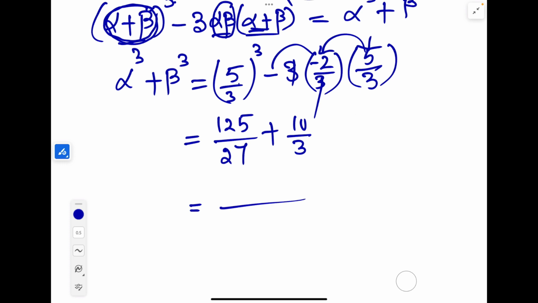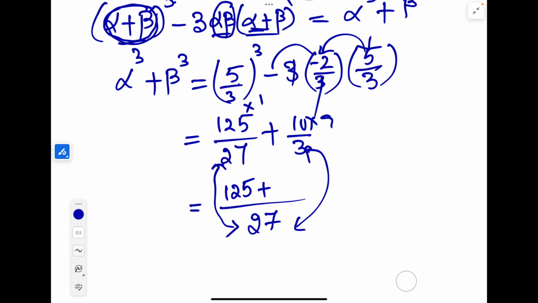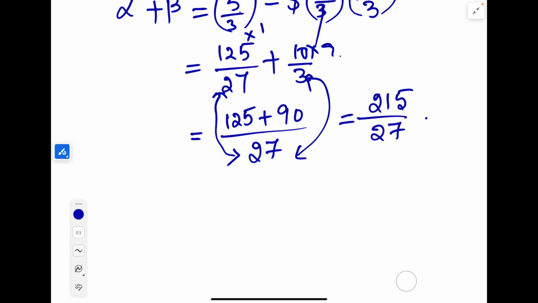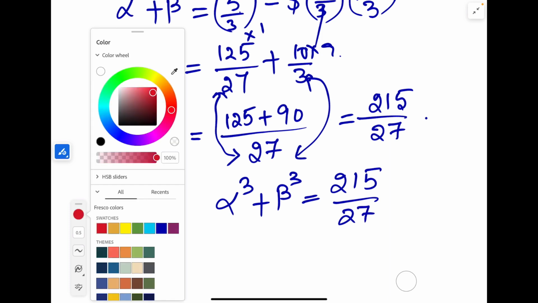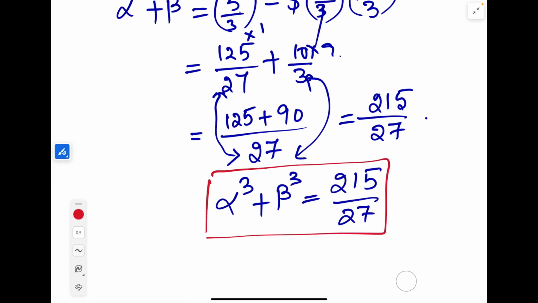Now take the LCM of 27 and 3. 27 is the LCM. 27 times 1 is 27, so multiply this with 1. 3 times 9 is 27, so multiply this numerator by 9. So we will be getting 125 plus 10 times 9 is 90. Right? So 125 plus 90 is 215 by 27. So the value of alpha cube plus beta cube is 215 by 27. Hope this is clear to you.